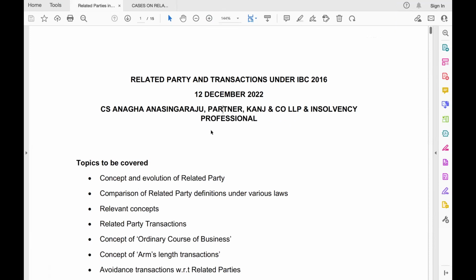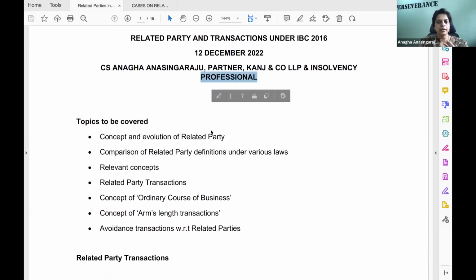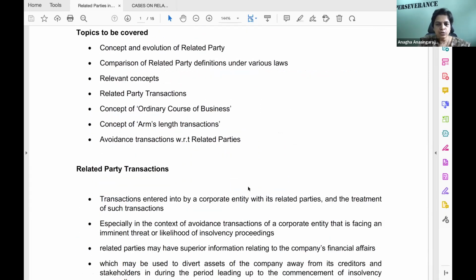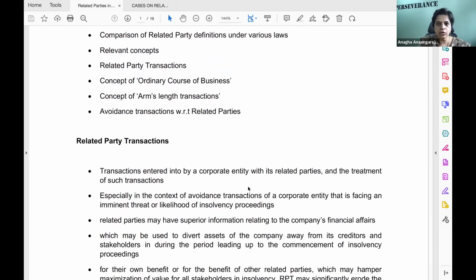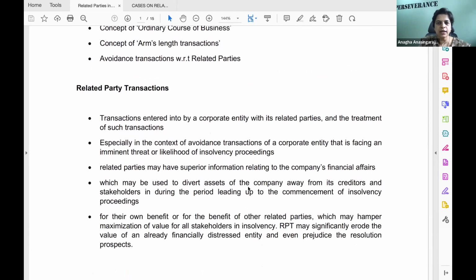Thank you, sir. Okay, so the topics which we are covering today are the concept and evolution of the related party, comparison of the definitions, then the relevant concepts along with it: the related party transactions, the concept of ordinary course of business, arm's length, and the avoidance transactions. So we all generally understand what related party transactions are: any transactions which are entered into by a corporate entity with its related parties.